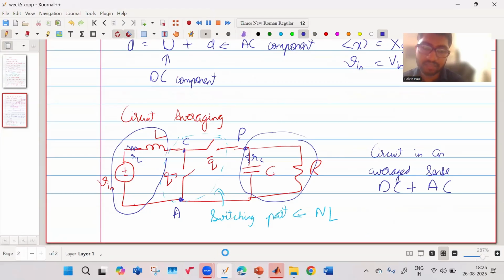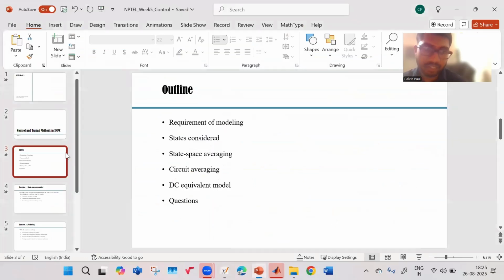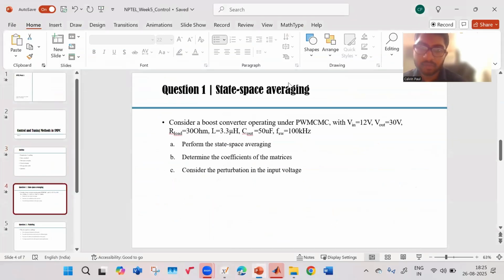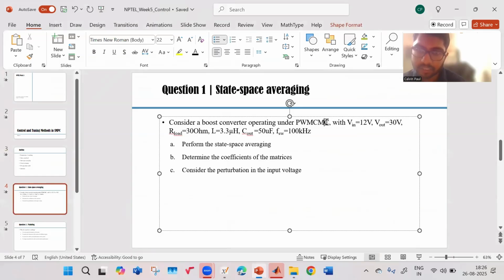So I think it's best we'll start with the sum. That will make it better. So I will sum for state space averaging. Okay, that's PWM only.